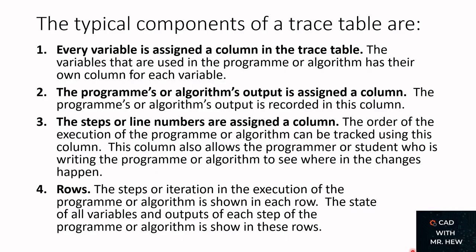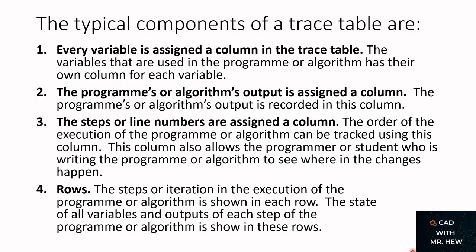Let's look at the typical components of a trace table. 1. Every variable is assigned a column in the trace table. The variables that are used in the program or algorithm have their own column for each variable. 2. The program's or algorithm's output is assigned a column in the trace table. The program's or algorithm's output is recorded in this column.